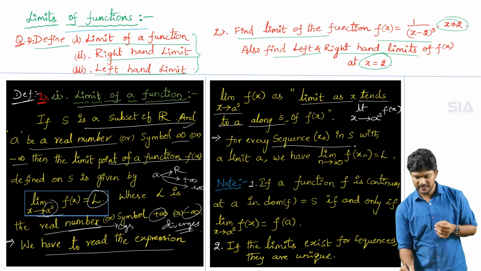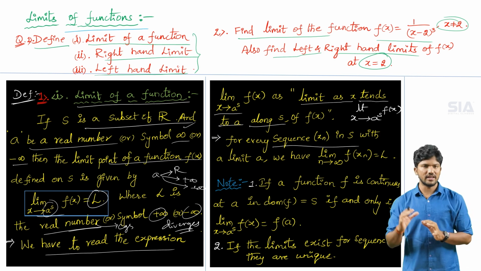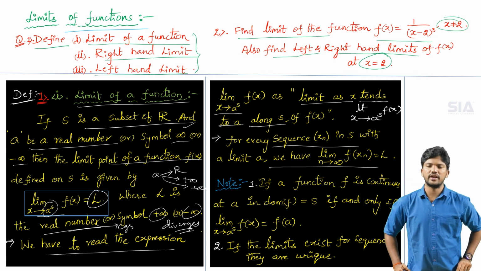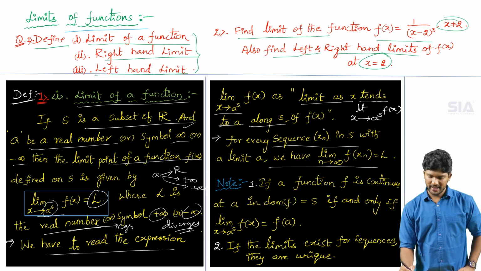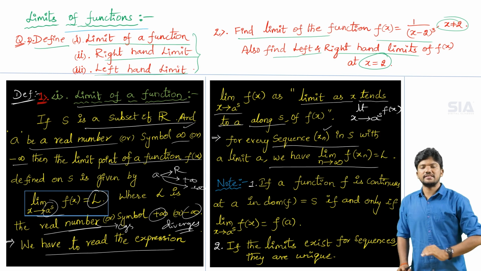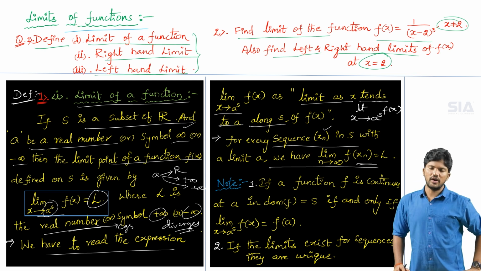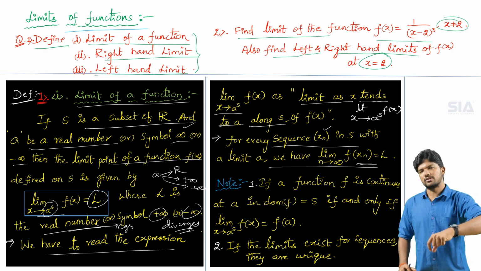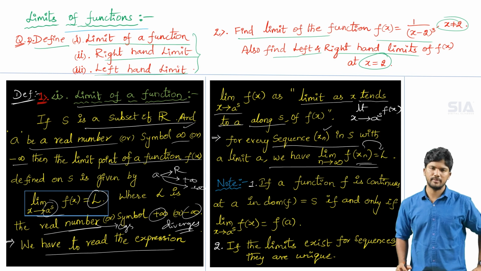So now for every sequence x suffix n in the set capital S, where capital S is the subset of the real numbers with a limit small a, we have limit n tends to infinity f of x suffix n is equal to capital L. That means whenever you take a sequence x suffix n in the same set capital S, for that sequence there is a limit small a, then as n tends to infinity, f of x suffix n is equal to capital L. That is the condition. That means even if we substitute x suffix n in place of x in the function f of x, that value converges to the limit point capital L.